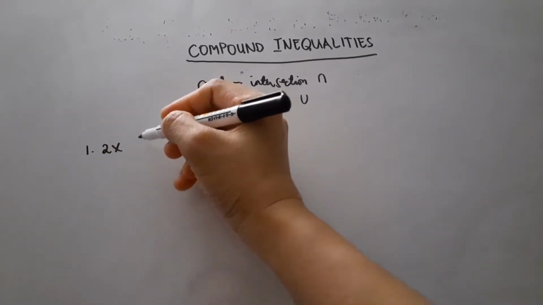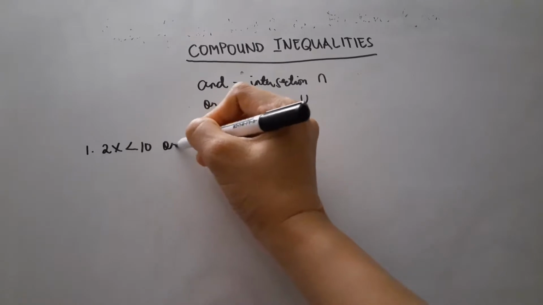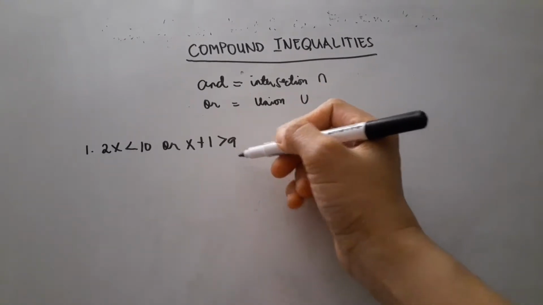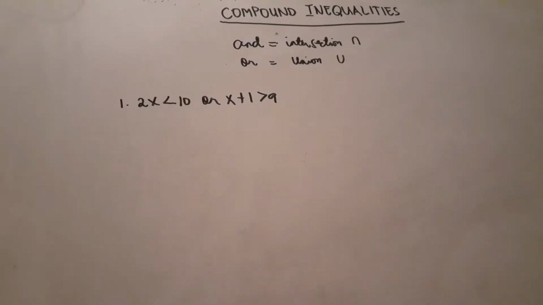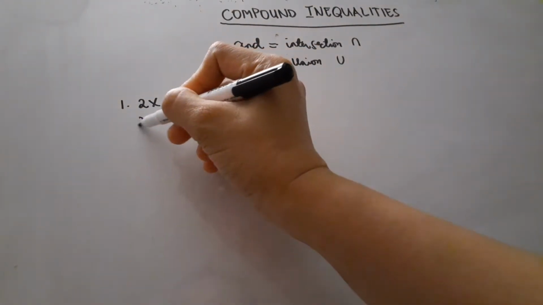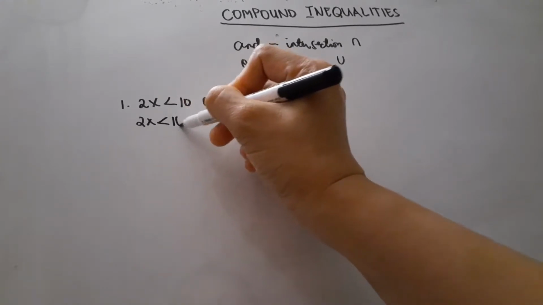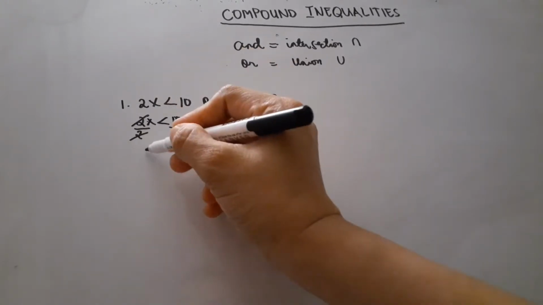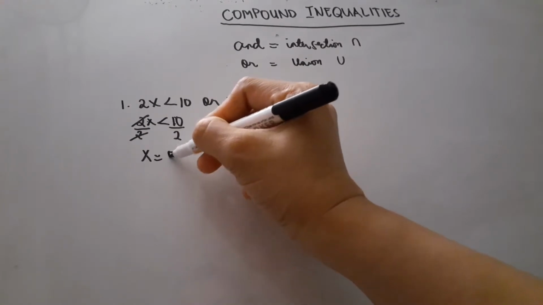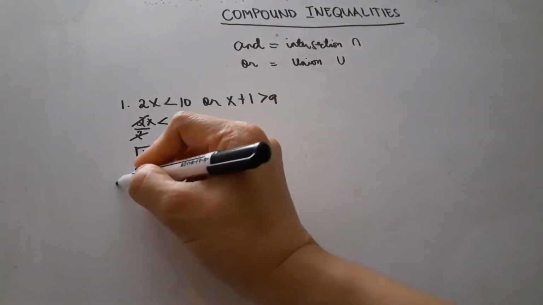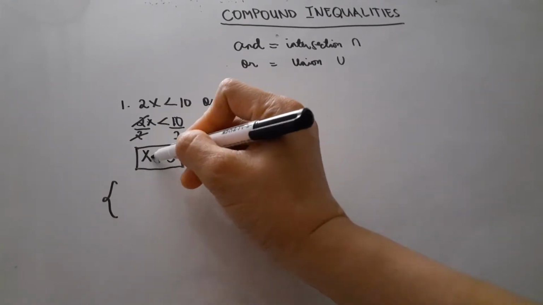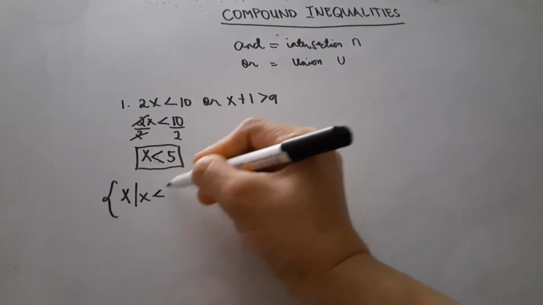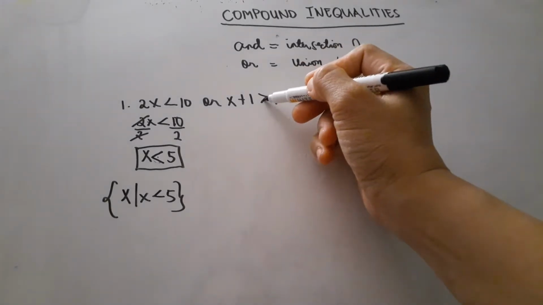Let's have example number 1. We have 2x < 10 or x + 1 > 9. First we need to solve the first inequality, 2x < 10. To simplify, we divide each side by 2 and cancel out the 2. The remaining is x, and 10 divided by 2 is 5. So x is less than 5. The set builder notation is the set of x such that x < 5.